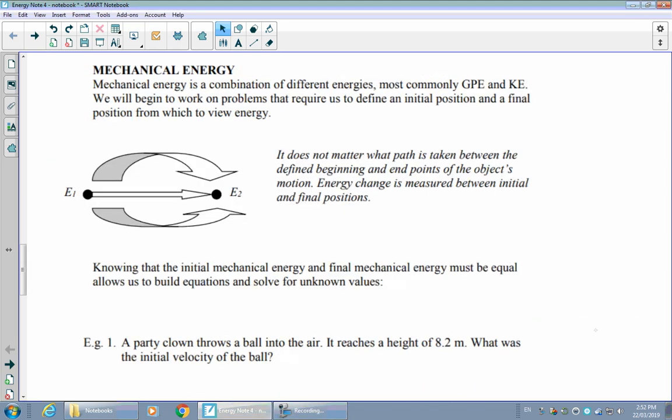As we get closer to solving problems using this concept, it's also useful if we define a new concept called mechanical energy. And technically, mechanical energy just means a combination of different energies, but most commonly it means a combination of GPE and KE, the two that we've mainly worked with so far.